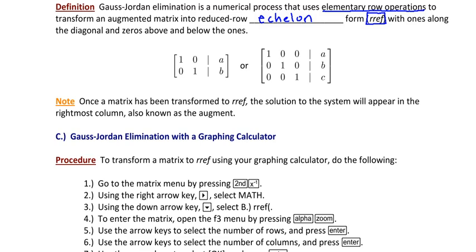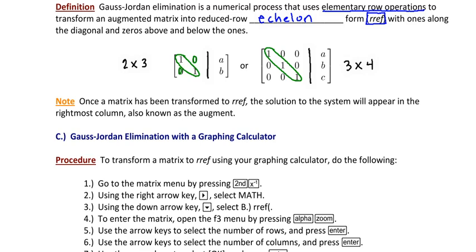So what is this reduced row echelon form? Well, here we have a 2 by 3 augmented matrix. That's 2 rows and 3 columns. Notice we have ones along the diagonal and zeros above and below the ones. Also, here is a 3 by 4 augmented matrix. And again, it's in the same pattern with ones along the diagonal and zeros above and below the ones. Now, this is a desirable form because I can simply read the solution to the system out of the augment.